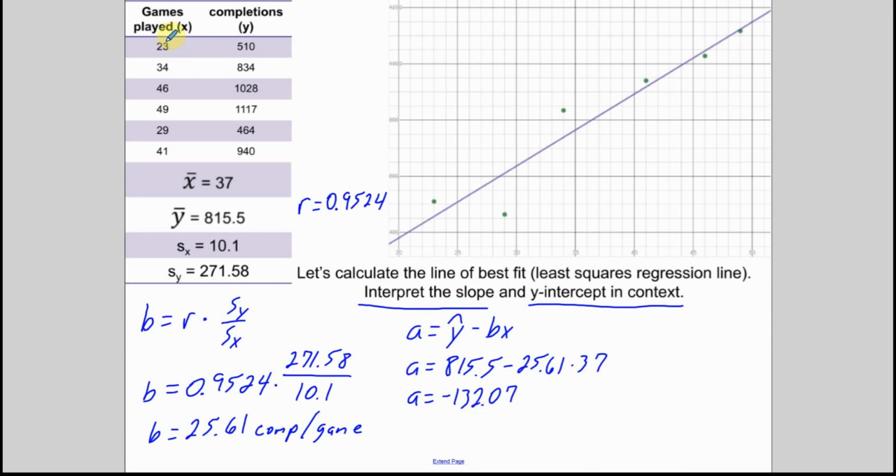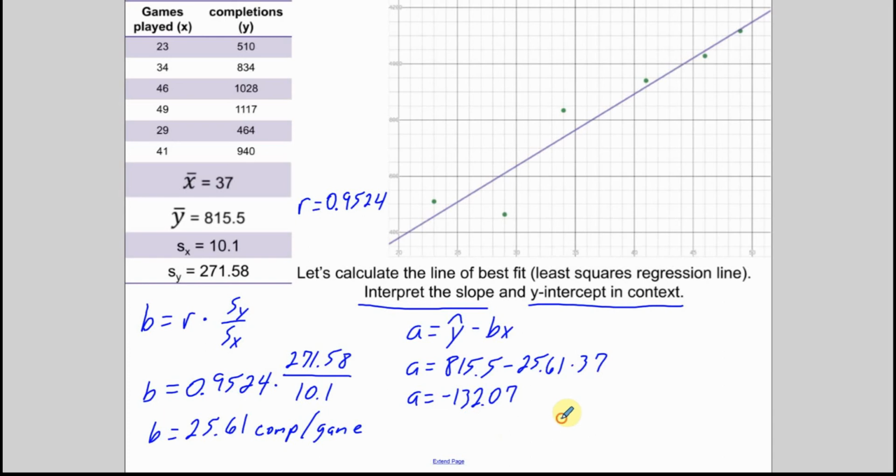We're now saying if you play 0 games, you would complete negative 132.07 passes. Of course, we know that if you played 0 games, you would complete 0 passes. So in this sense, it doesn't make sense in context. We would want more data. We might actually want to put the 0.00 in here to help create a better model. But anyways, in context, that's how you read that.